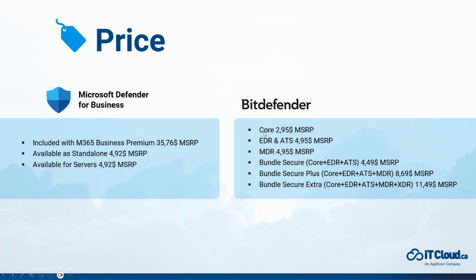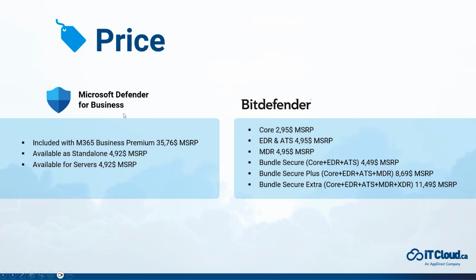So let me explain. The core module of Bitdefender is 295 MSRP. That's not your cost, that's the client's cost. Okay, so it's pretty much on par. But if you want to add EDR and advanced threat security to make it on par with your Defender for Business, now you're adding 495 on top of your $3. So you're almost at $8, whereas Microsoft is at 492 for the exact same thing, right?